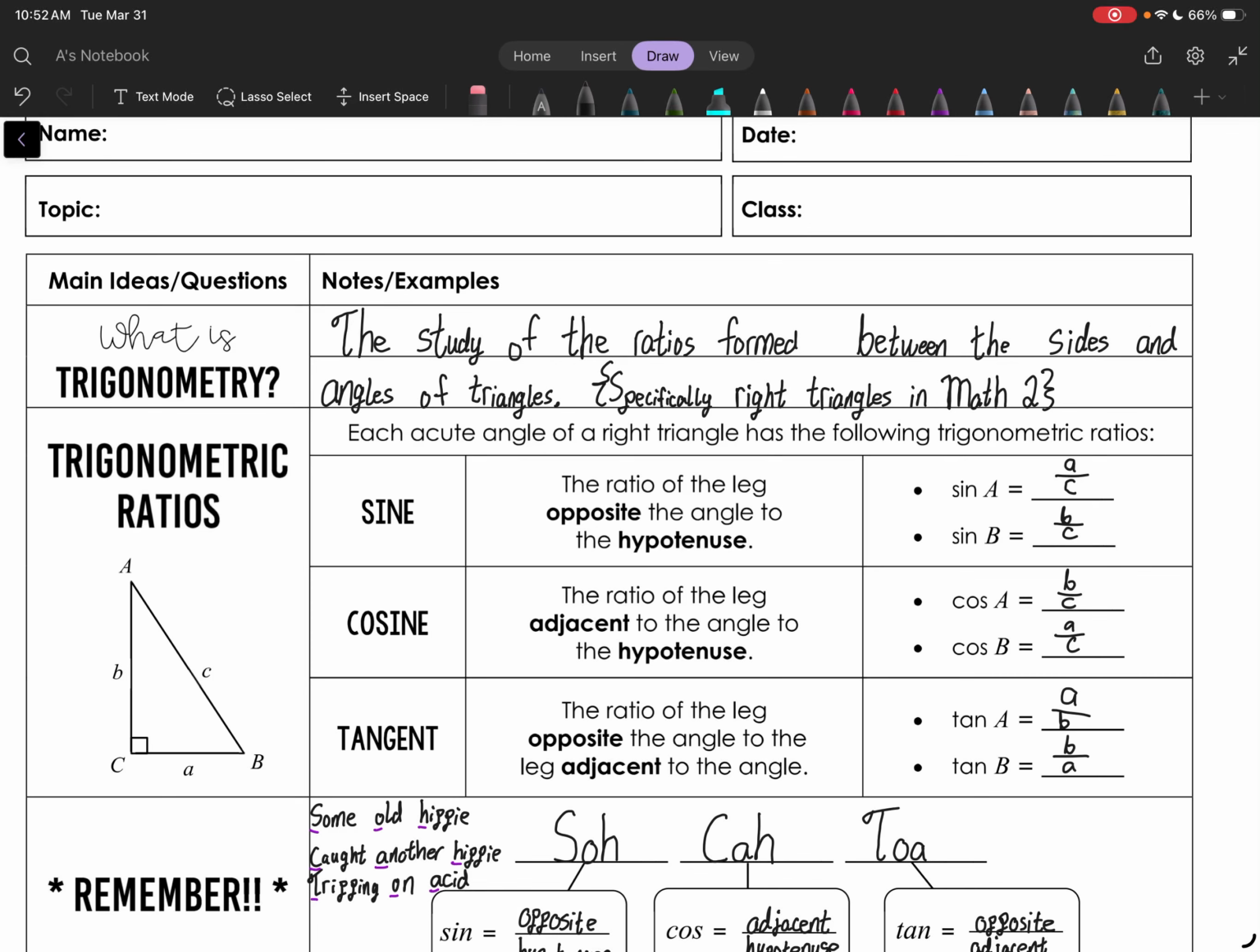Good day. Today we're going to look at an introduction to trigonometry in respect to finding side lengths.